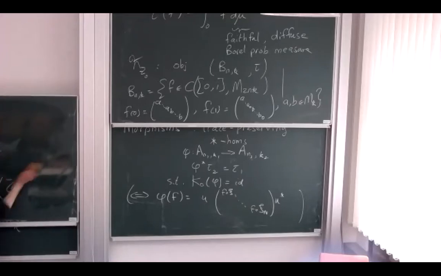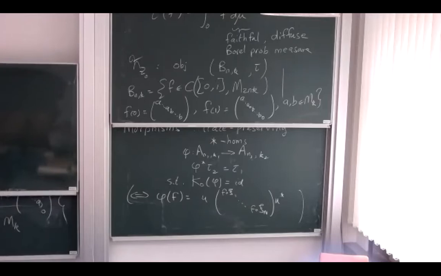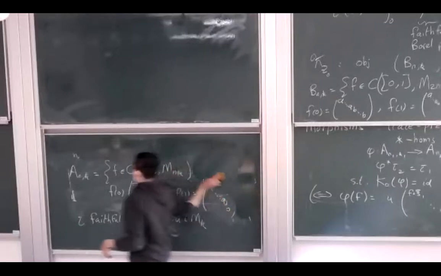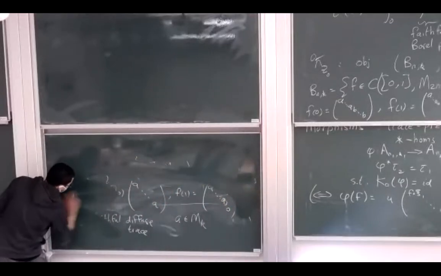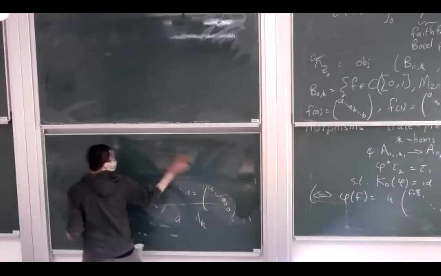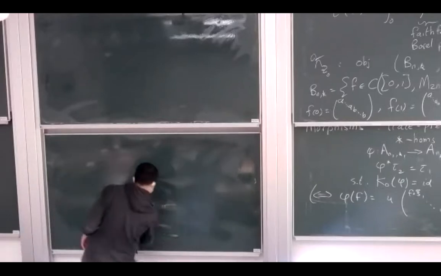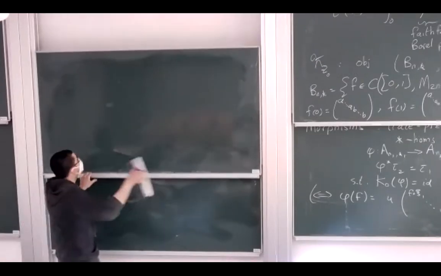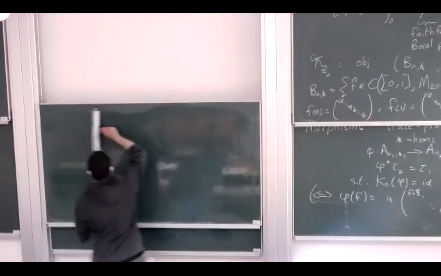Okay, so now let me tell you a bit about the key fact, the key lemma that makes all of this work. And that is the existence of transport maps. That's one of the nice things about having faithful diffuse traces, because we can find transport maps. Let me explain what I mean.